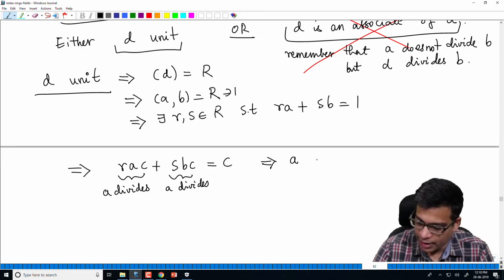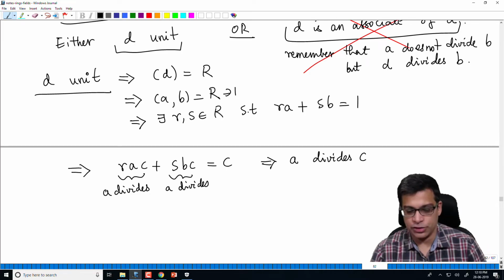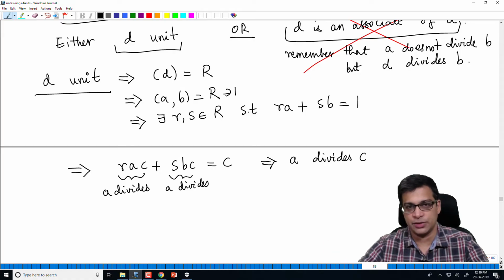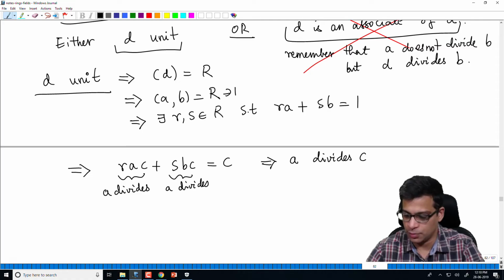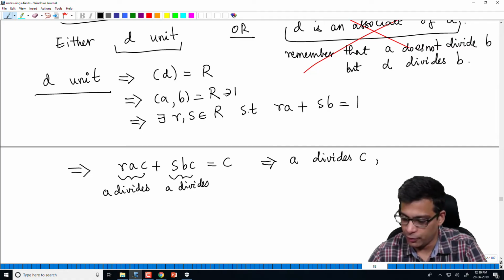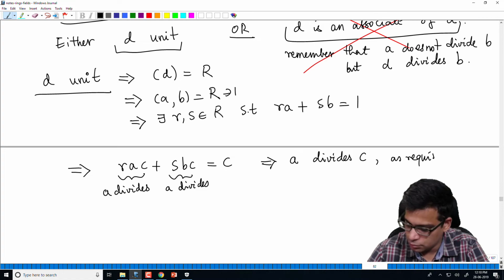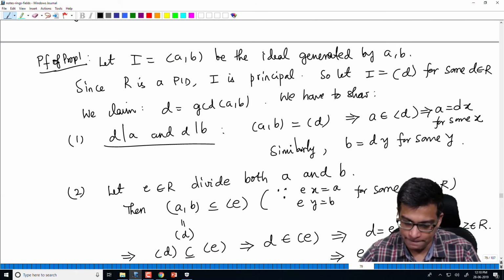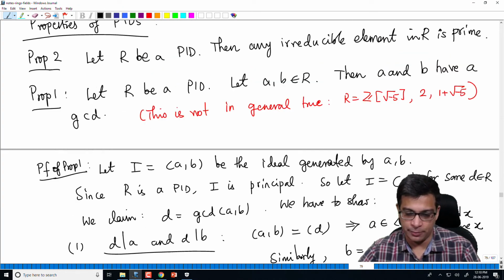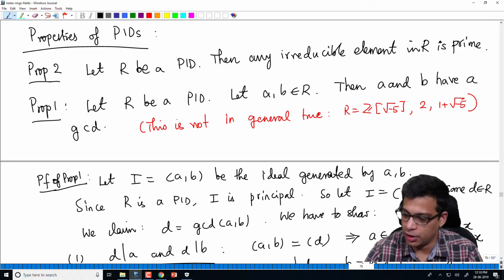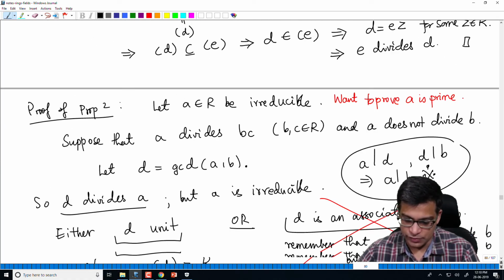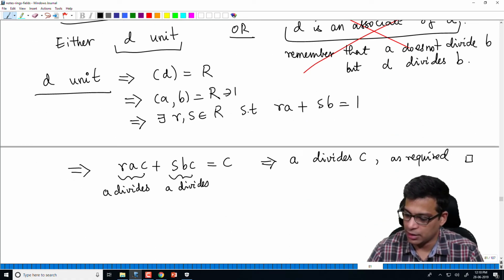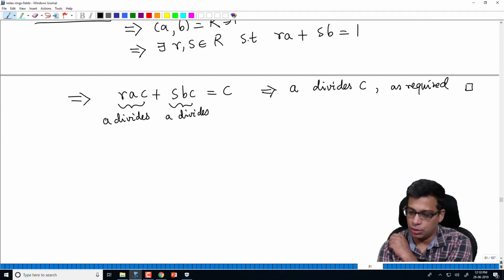This means A divides C, right? Because if A divides RAC, A divides SBC, that means A divides their sum. If two elements are divisible by A, their sum is also divisible by A. So A divides C, which is what we required. Right? So this completes the proof of the proposition. The proposition claimed that any irreducible element is prime. So if you have a PID, every irreducible element is prime. I have just proved that. I have started with an irreducible element which divides a product and it does not divide one of them, and I have concluded that it divides the other. So this finishes the proof of proposition 2.